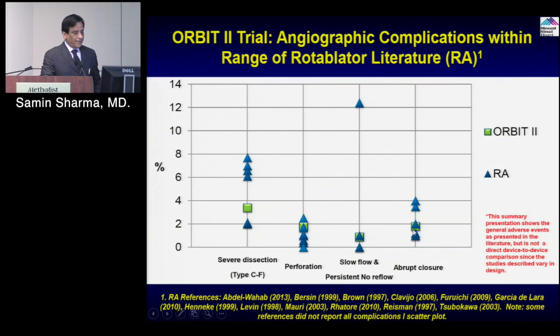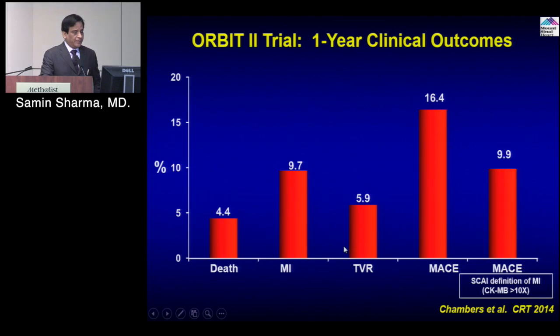These are the various comparisons. Slow flow is lower, and perforation-wise, rotablation has a lower perforation rate than orbital atherectomy. So now we have the data up to 1 year, and that's where the whole issue comes. Remember the ROTAXUS trial, which we showed. There was 15 to 16% TLR at 1 year. Now this number is about 5 to 6%.